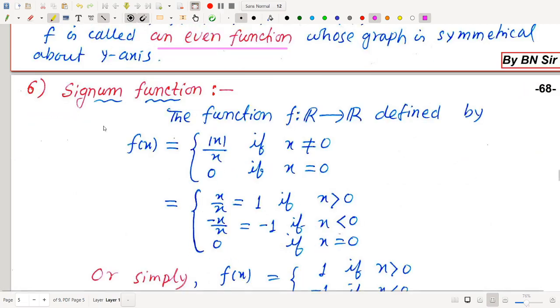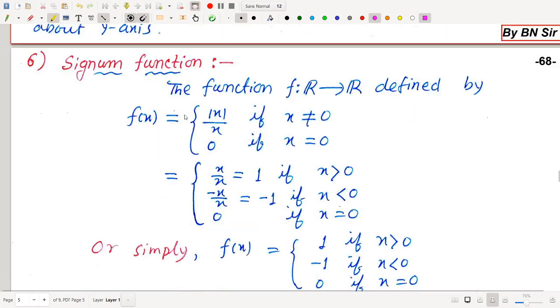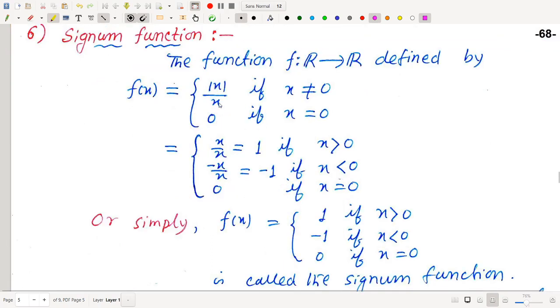Next function is our signum function. Number 6 function, signum function. The function f from R to R, real to real, defined by f(x) equals mod x by x if x is not equal to 0, and the value of f(x) is 0 if x equals 0. If we put 0 in mod x by x, it is meaningless and undefined, that's why separately the value is given as 0.